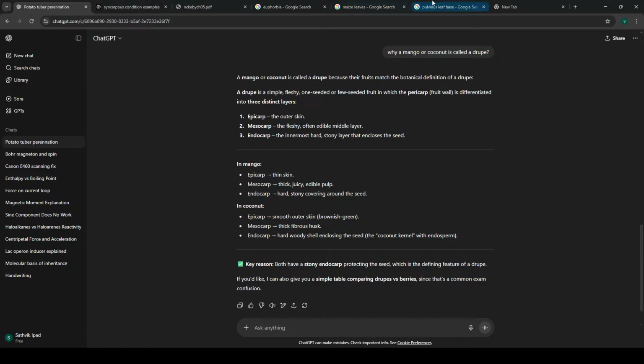Wait. The only thing edible in a coconut is not the endocarp, it's the endosperm.